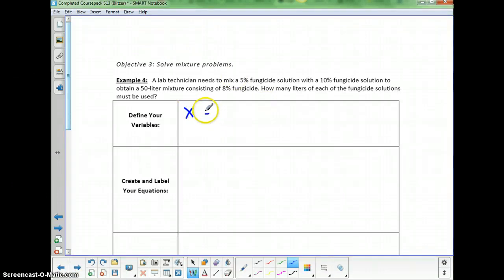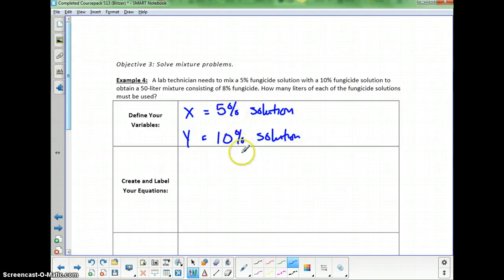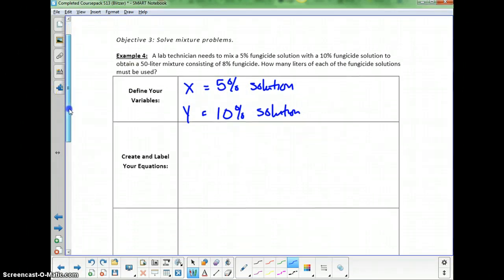So I'll just say x is the 5% solution. That's one of the ones he's mixing. And y is the amount of liters he needs of the 10% fungicide solution. We know we just can't use equal parts because that would average the middle. It wouldn't come out to 8 even. It would come out to like 7.5. That's not going to be what he needs.